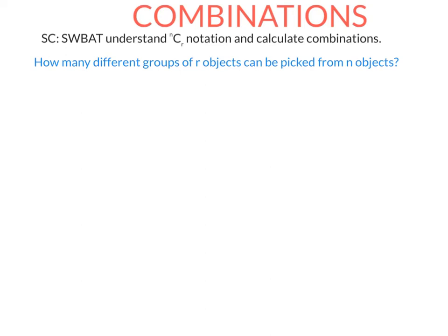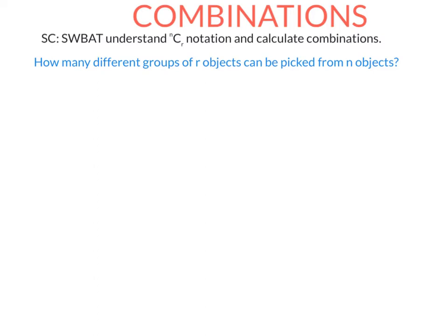Thank you so much for tuning into this video on combinations. By the end of this video, hopefully you can understand this notation, nCr, for combinations, and also calculate the number of combinations. What we're looking at is a way that we can calculate how many different ways I can pick r objects from a group of n objects. Probably doesn't make a lot of sense.